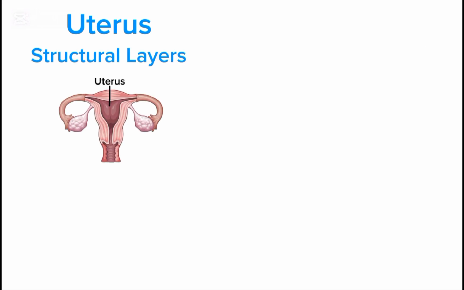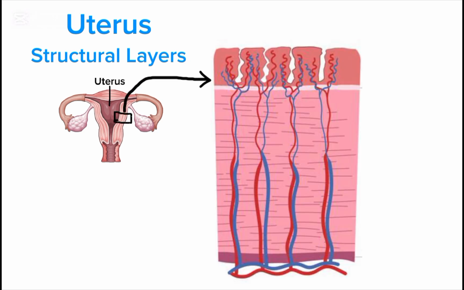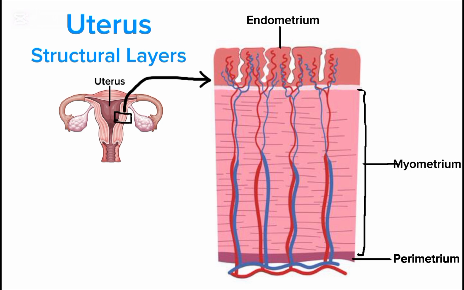Structural layers of uterus. When we take the cross-sectional part of uterus, then we find three layers of tissues in uterine wall. These layers of tissues are perimetrium, myometrium, and endometrium. Perimetrium is the most outermost layer. It is serous layer, that is the part of peritoneum. Perimetrium covers the outer surface of uterus. It provides protection and reduces friction between the uterus and surrounding organs.